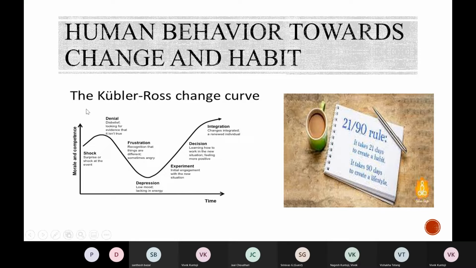So I would like to quote here the Kubler-Ross change curve. Whenever a change is thrown at individuals or human beings, they go through this curve of different emotions. First it goes through shock, then denial, then frustration, then depression, then experimentation. After this point is when they start thinking towards that change, and that is when the decision making happens, and then integration happens.